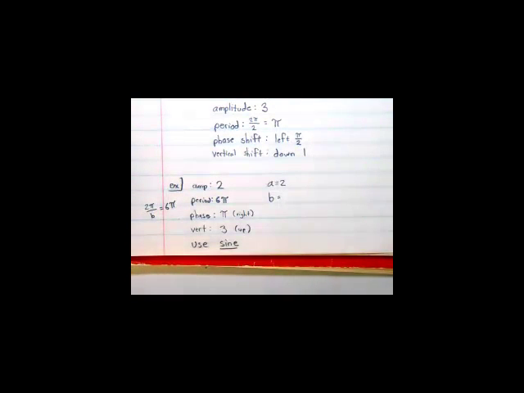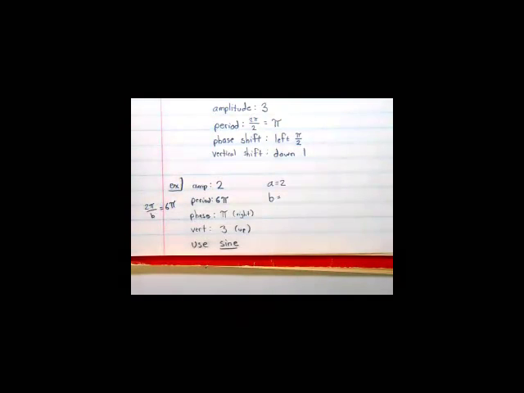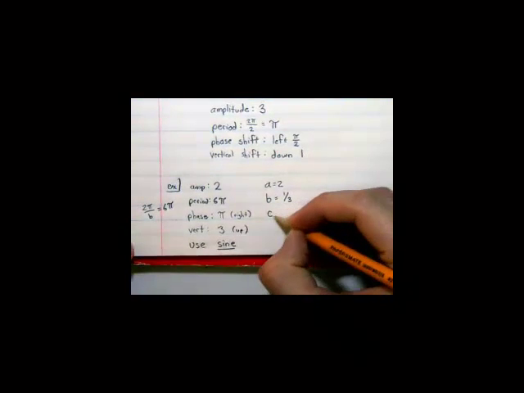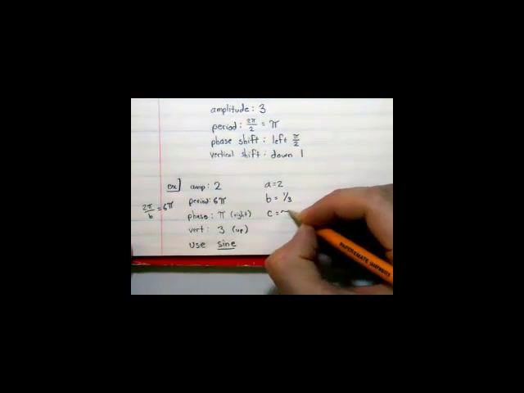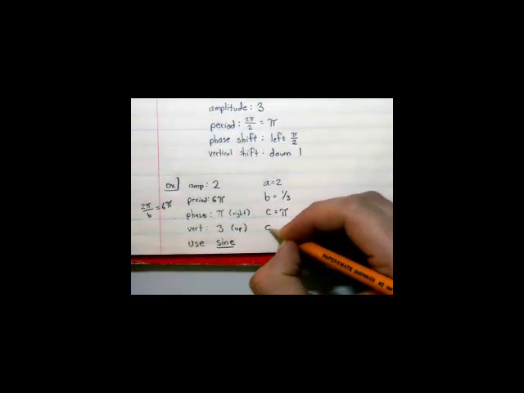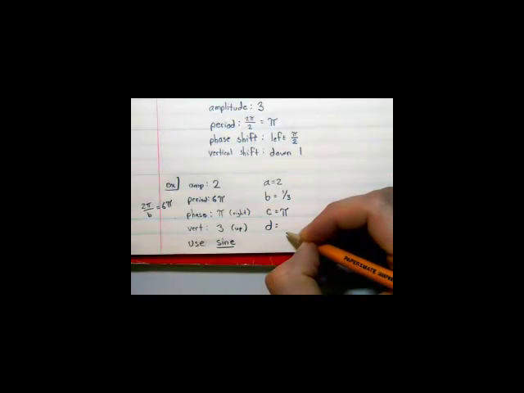2 times 3 is 6, right? So 2 divided by 1/3 is also 6. Does that make sense? Multiplying by 3, dividing by 1/3 is the same thing. So it's 1/3. Okay. So B is 1/3. What's C? Just positive pi. Yeah, and D is 3.